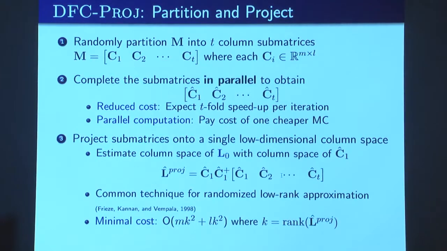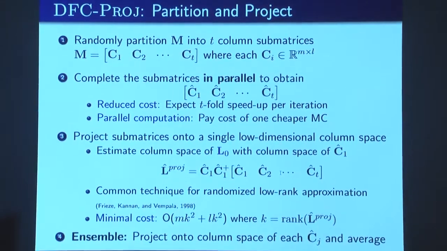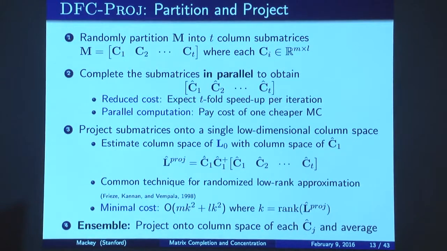Now you might wonder, why C1 hat? Why not C2 hat? Maybe C3 hat was the best. For that, we actually have a secret fourth step, which is our ensembling step, where we project onto each of the subspaces in turn, average the result, and find the best rank R approximation to that result. All of that is very cheap because everything's in factored form to begin with. Each of the C hats is in factored form. And this does very well in practice.